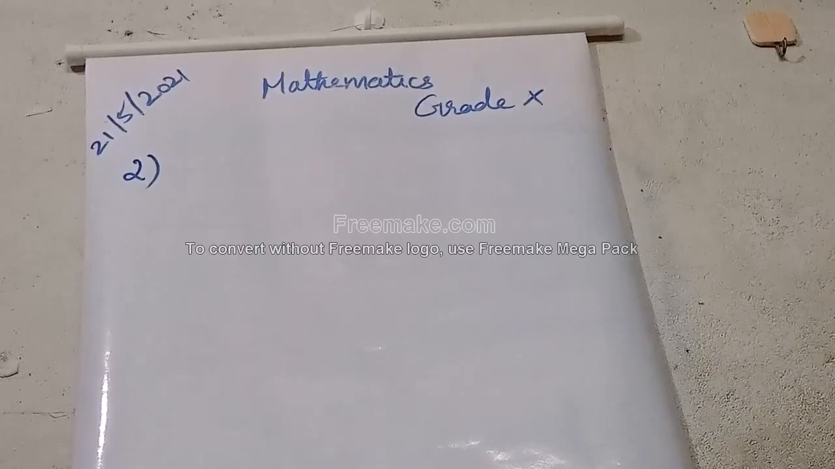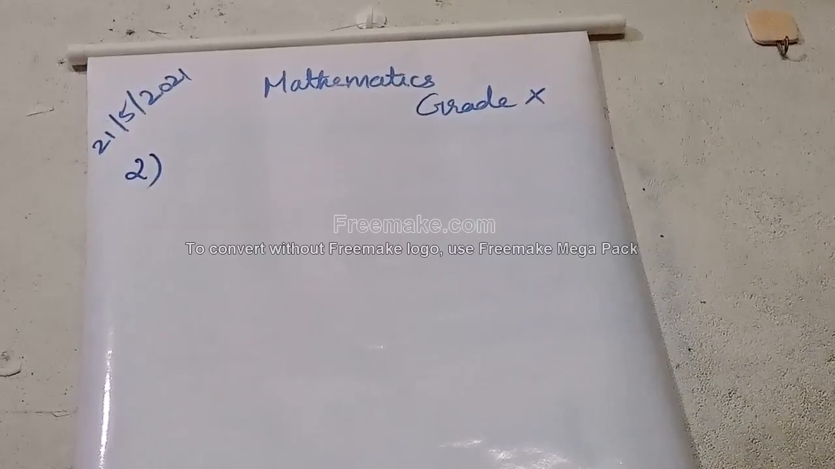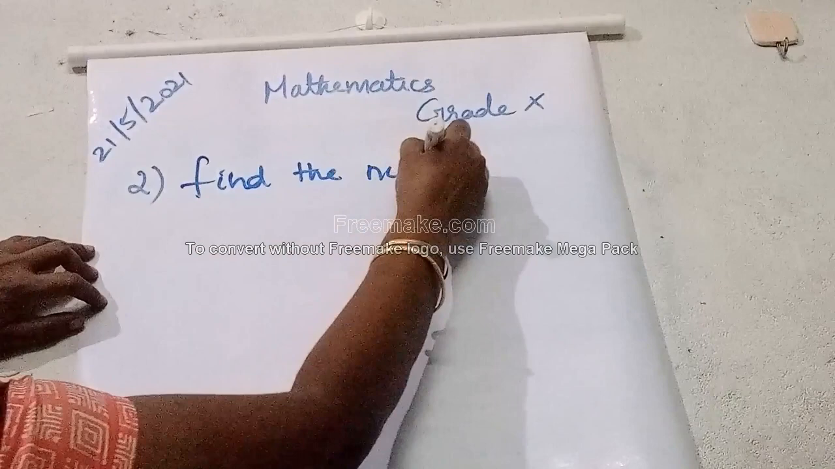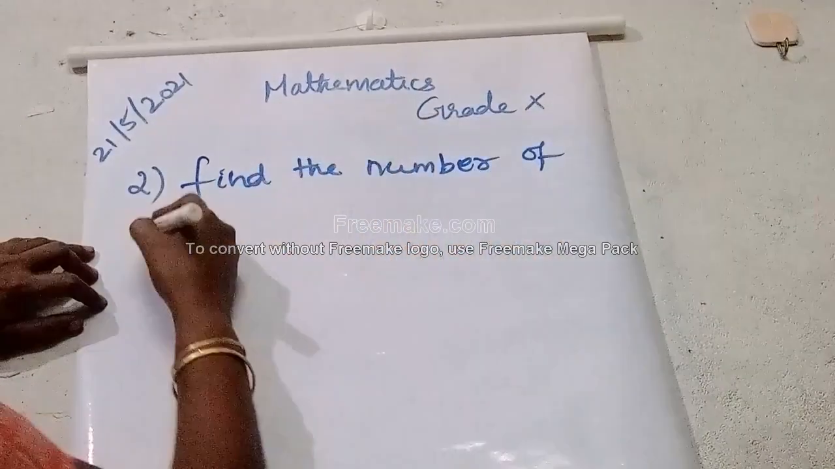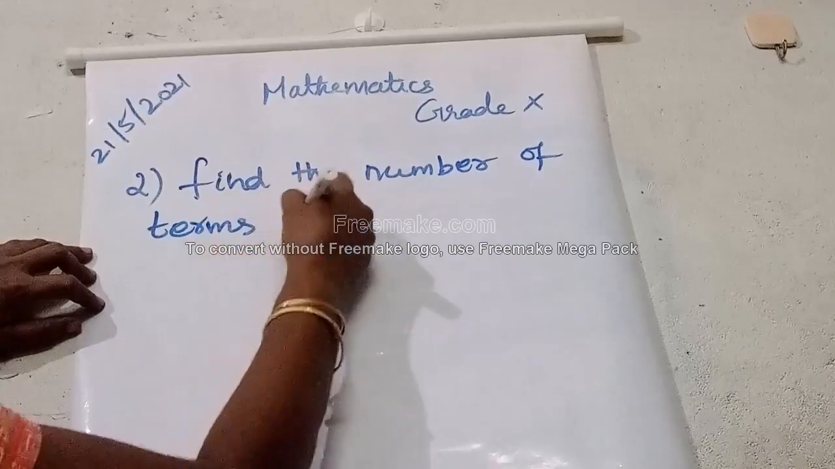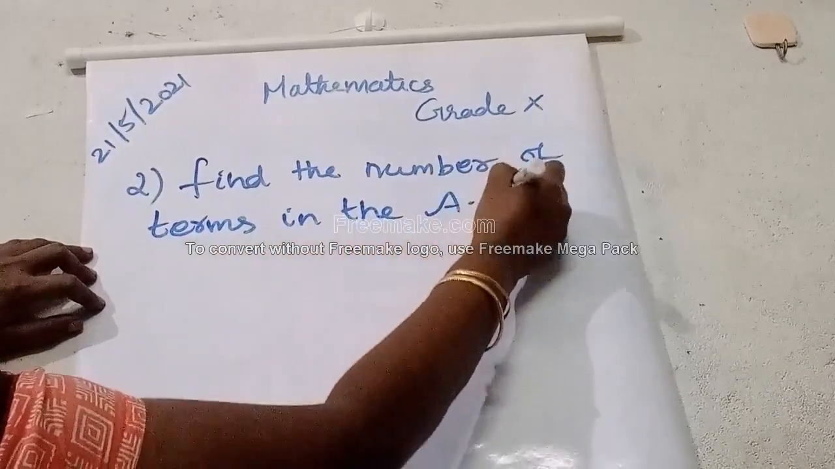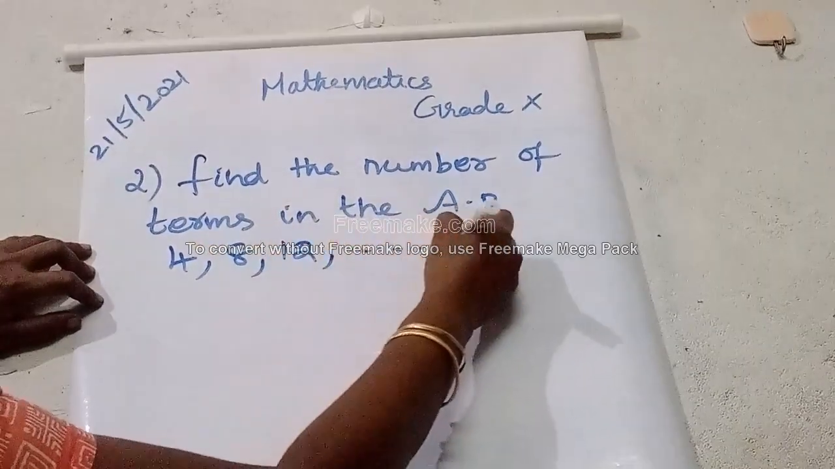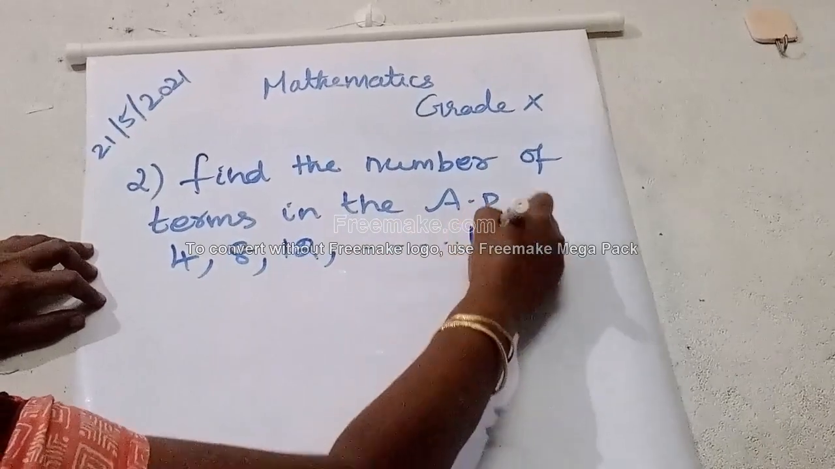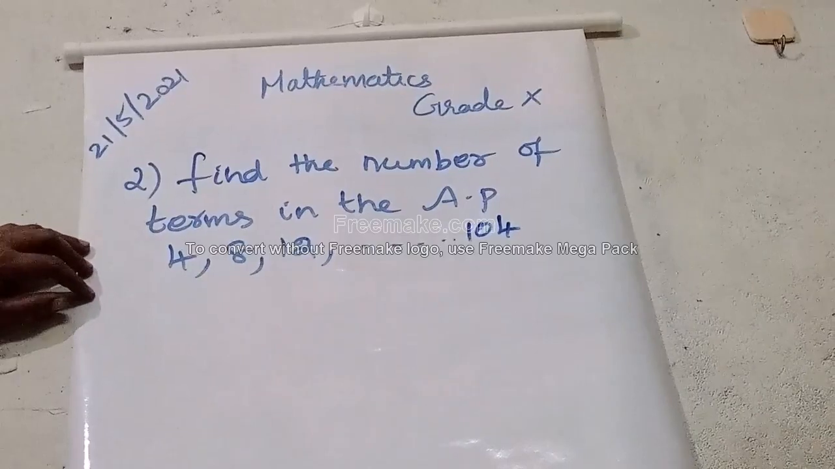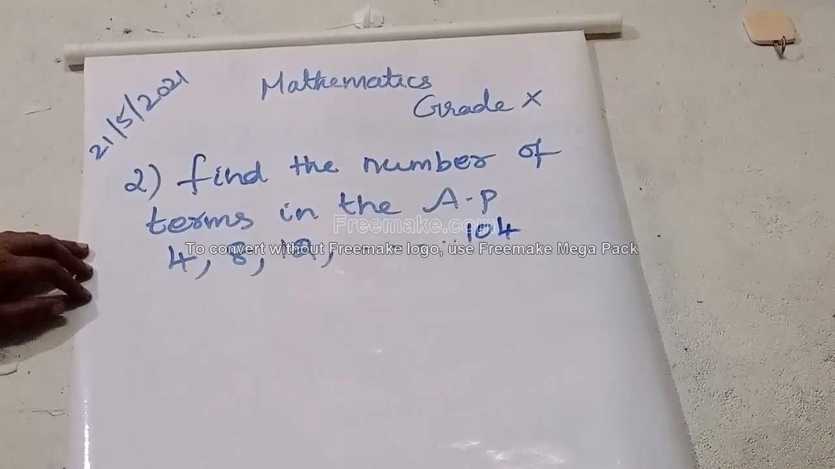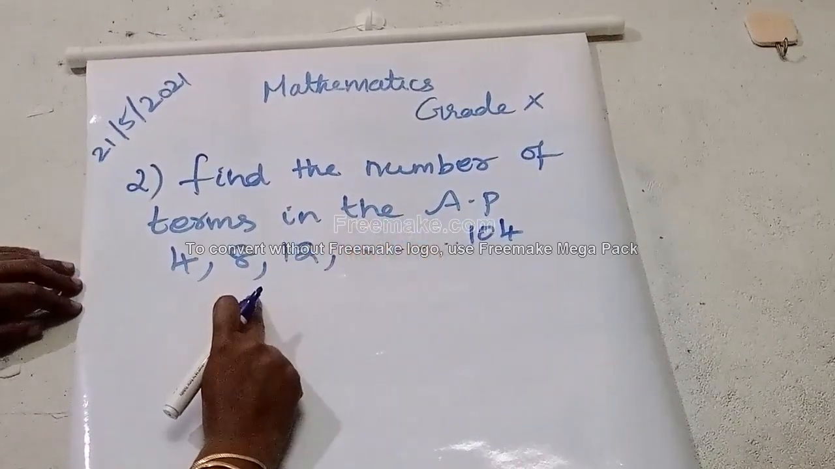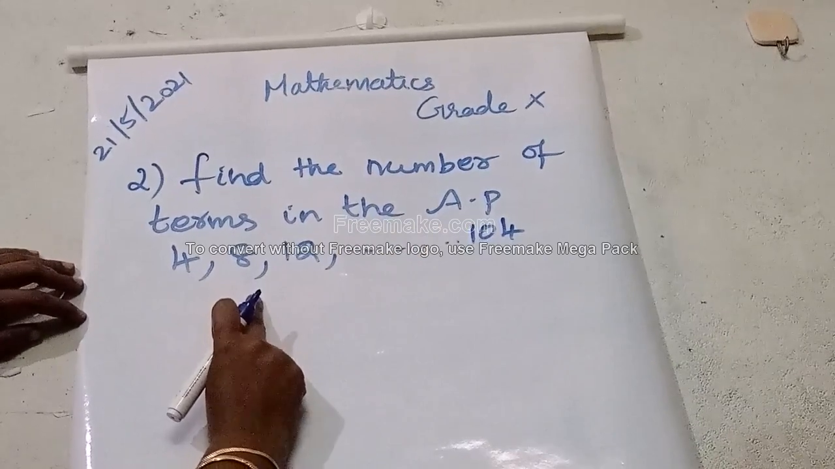Let's write the next question. Along with you, write the question. Find the number of terms in the AP 4, 8, 12, etc., last term 104. What is the given question? Find the number of terms in this AP. It is mentioned as an AP.